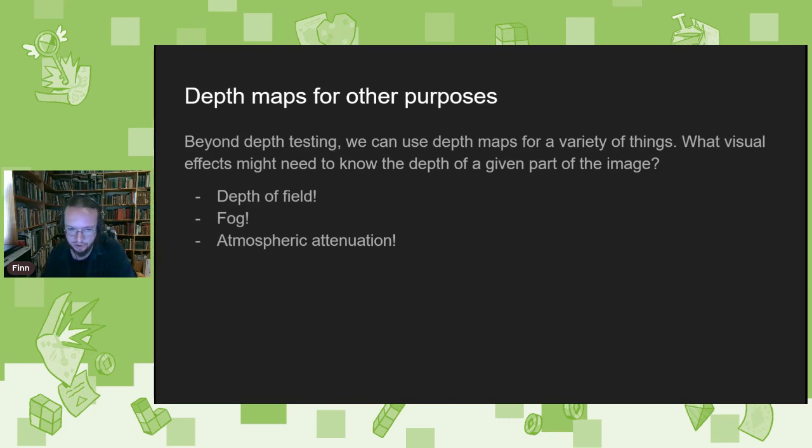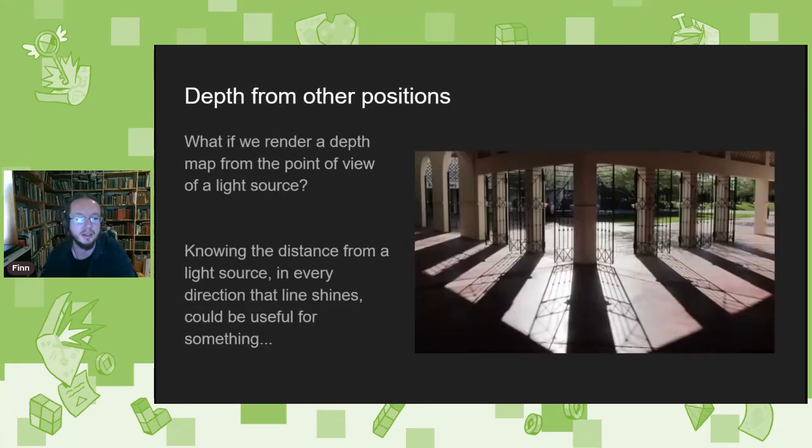We can also use depth maps for another very interesting and quite old technique. What if we were to render a depth map from the point of view of a light source? Suddenly we have a grid of data that represents how far the nearest opaque object is from a light source in a bunch of different directions. Turns out that information is exactly what we need to decide whether any given point is in shadow. This is called shadow mapping.